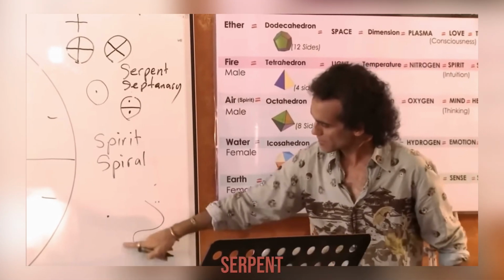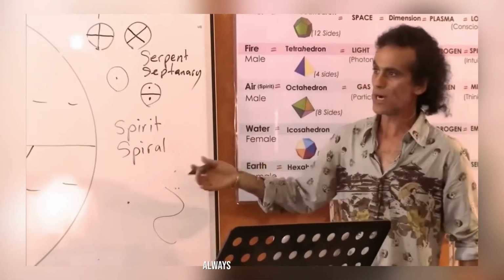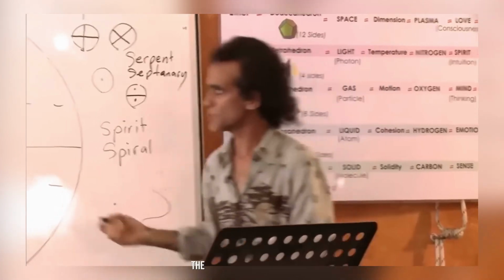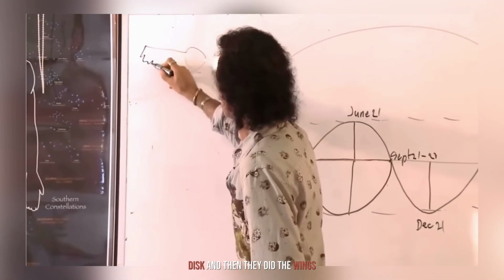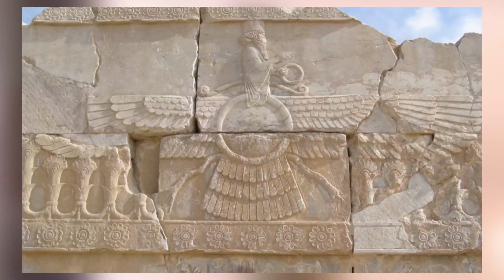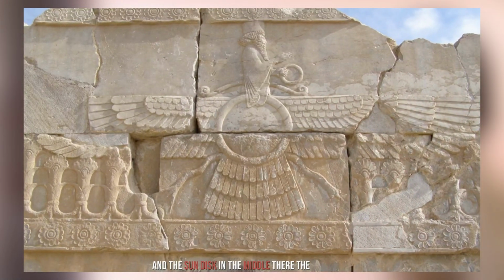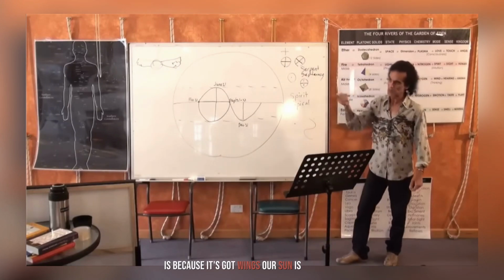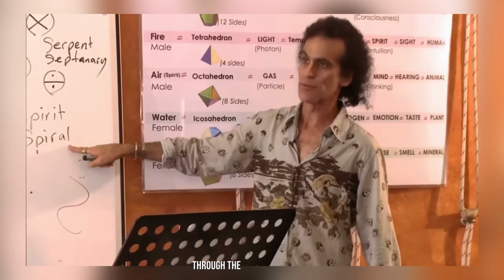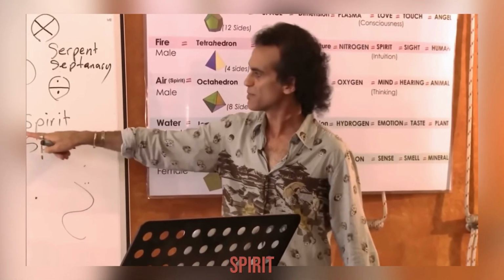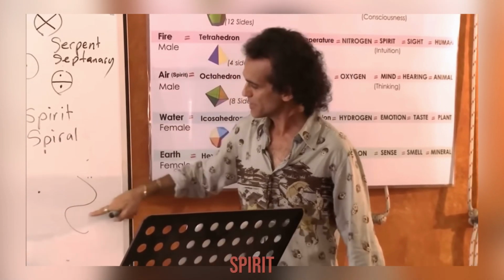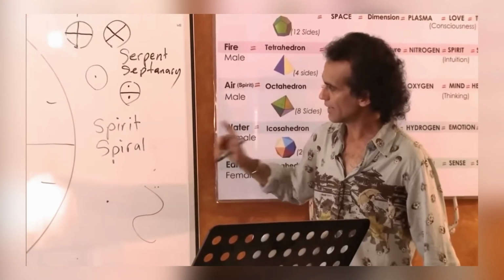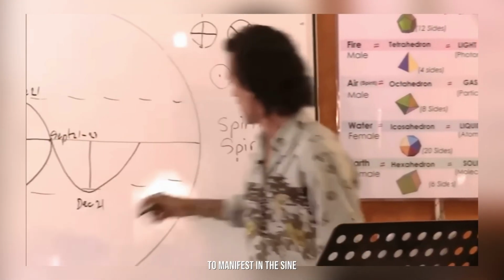Okay, so this little serpent always, the Quetzalcoatl, the feathered serpent, you see, our sun is considered to be a feathered serpent. The Egyptians did that. They did disc, and then they did the wings, like that, and the sun disc in the middle there, the feathered serpent. Okay? Well, it is, because it's got wings. Our sun is spiralling through the Milky Way galaxy. And it has a spirit body. And so the spirit, the serpent, the septenary, is able to manifest in the sine wave.